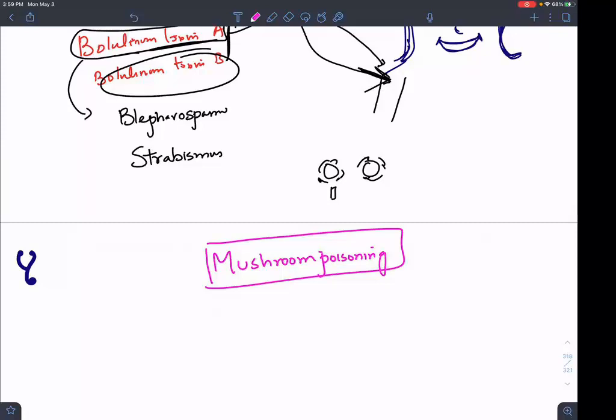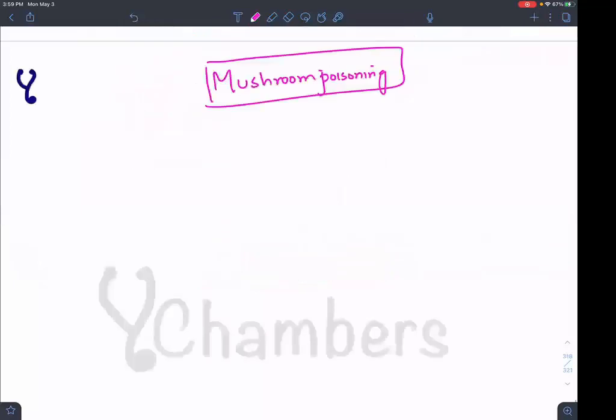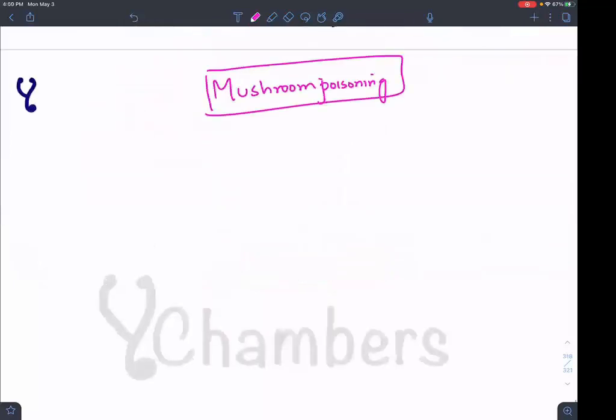Yes, these are all cosmetic values, but strabismus and blepharospasm are an ophthalmic indication. Okay, ophthalmological indication, strabismus and this. Strabismus can also be told to be a cosmetic value. Okay, fine.